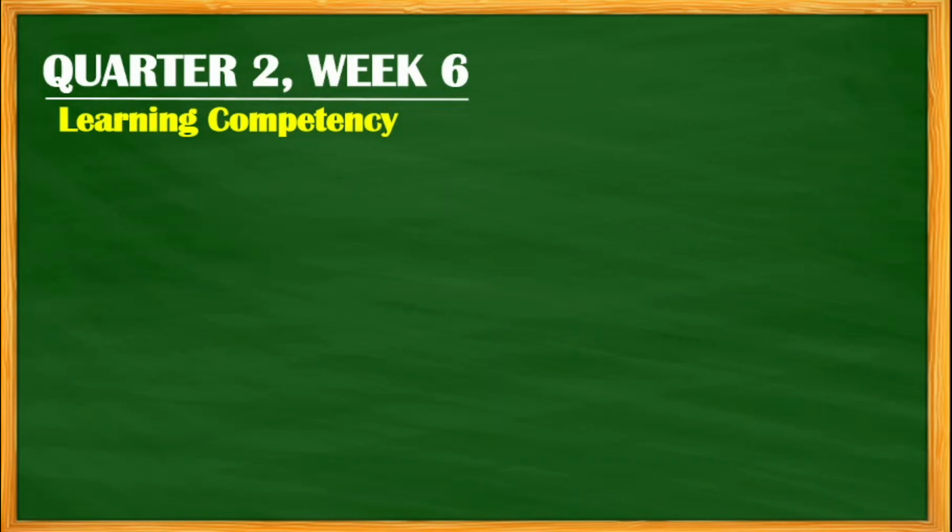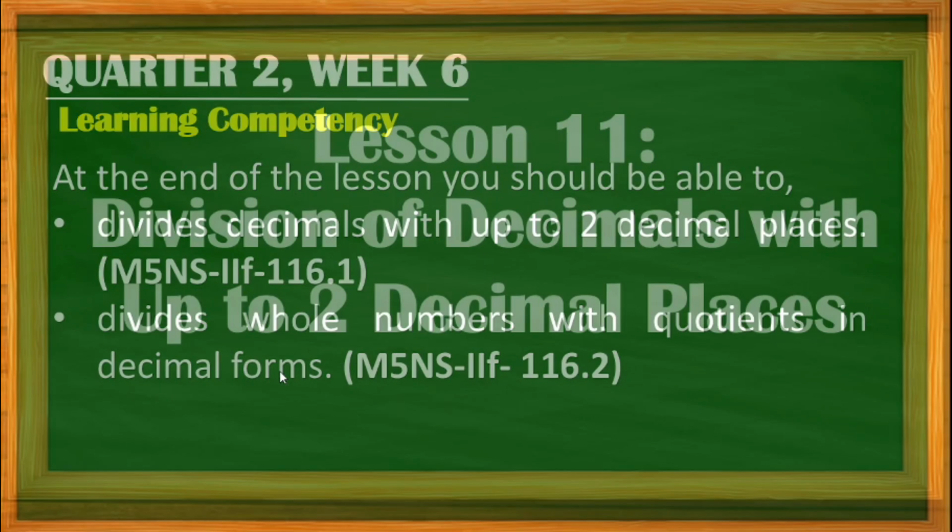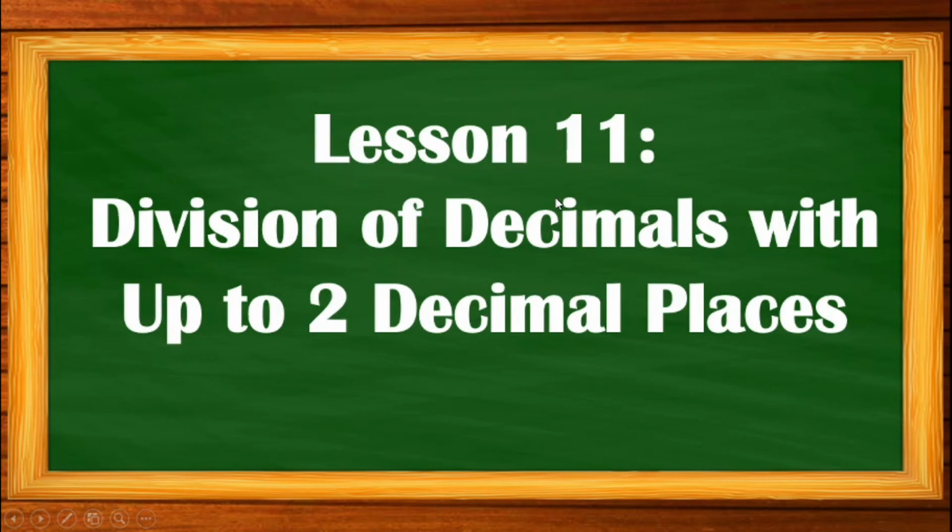So our most essential learning for this day: at the end of the lesson, you should be able to divide decimals with up to 2 decimal places and divide whole numbers with quotient in decimal form. Our lesson for today is about division of decimal numbers with up to 2 decimal places. This would be lesson number 11 of our most essential learning.